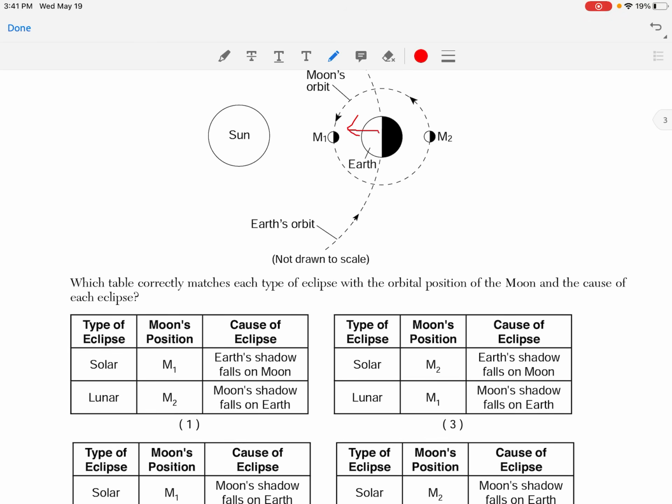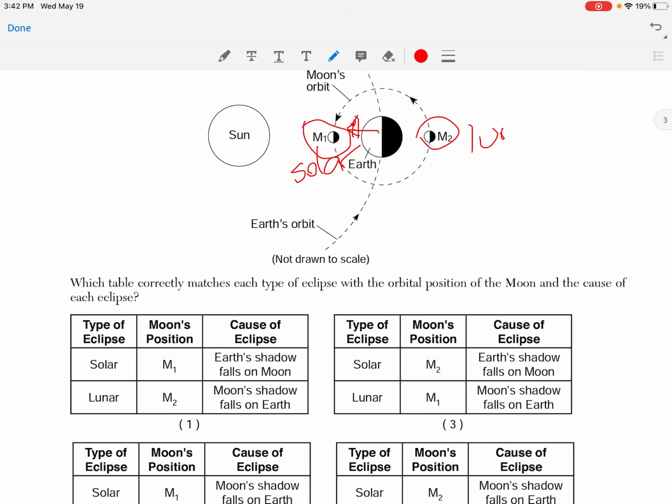Now, if you remember, a solar eclipse, from our perspective, from Earth, we're looking for the Sun, we're looking for the solar, but there's something in the way, and that would be the Moon. The Moon gets in the way of the Sun. So this position right here, M1, is showing you a solar eclipse because the Sun is being blocked out from our perspective.